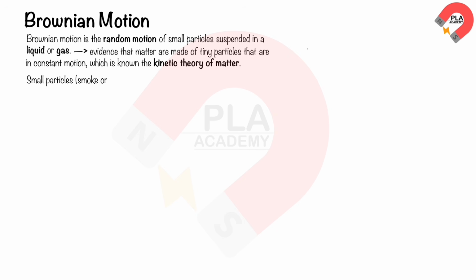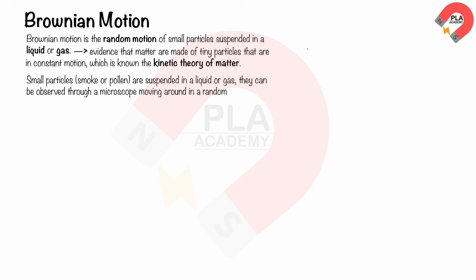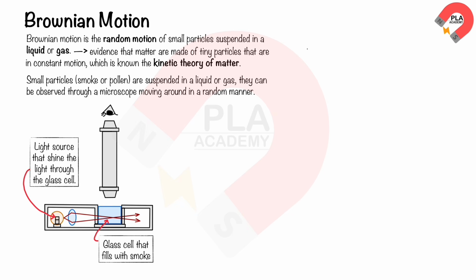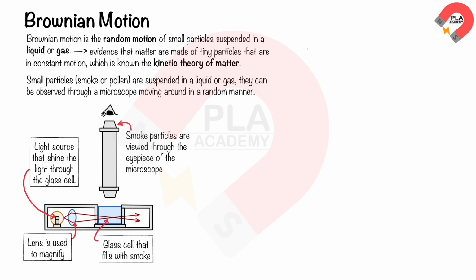For example, when small particles, such as smoke or pollen, are suspended in a liquid or gas, they can be observed through a microscope moving around in a random manner, as shown in the diagram. This is a glass cell that is filled with smoke. This is a light source that shines light through the glass cell. This lens is used to magnify. We can see the smoke particles through the eyepiece of the microscope.